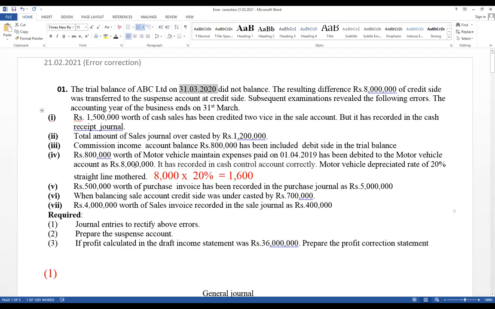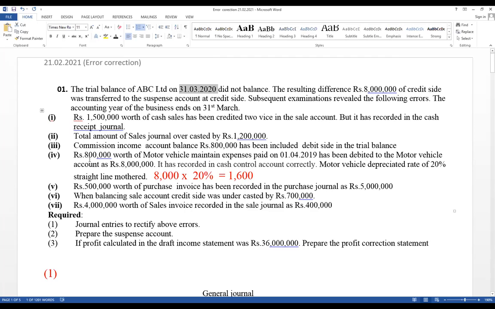The asset account was debited, but it should be the maintenance expense account. It has been recorded in the cash control account correctly. Therefore, errors occur only in the motor vehicle account and the maintenance expense account. Cash account recorded correctly. Debited to the motor vehicle account as 8,000. The value is not correct, and the account is also not correct. It should be debited to the maintenance expense account as 800. But it was already debited to the motor vehicle account. Therefore, for correction, the motor vehicle account should be credited 8,000 and the maintenance expense account should be debited 800, and the difference value to the suspense account debit.